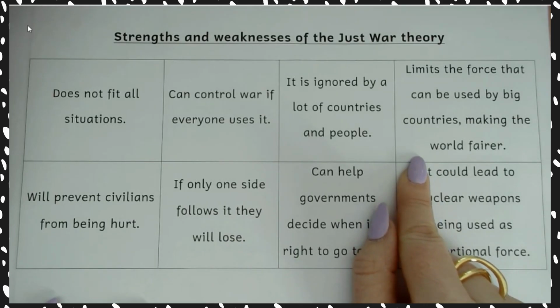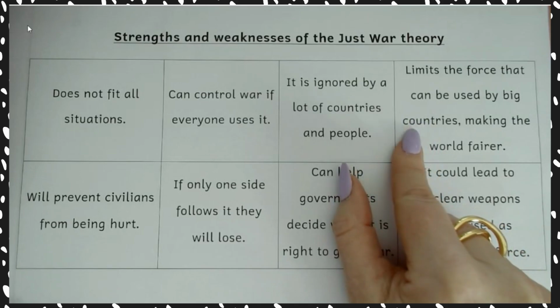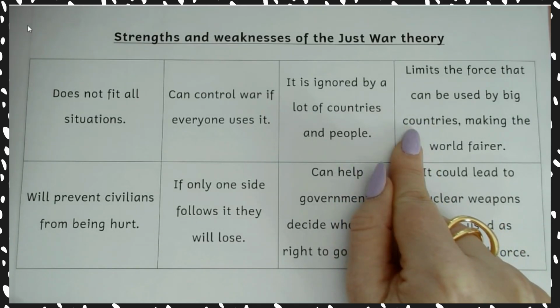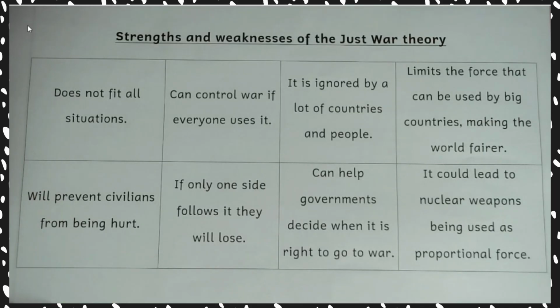However, what it does do is it limits the force that can be used by big countries, making the world fairer. And that's with the proportional force. Okay? If everyone is using proportional force, it means you haven't got some big countries using the nuclear weapons, because that's not proportional. It will prevent civilians from being hurt, because if we're avoiding civilians, but also we're trying not to go to war, more lives will be saved. And some lives being saved is better than none.